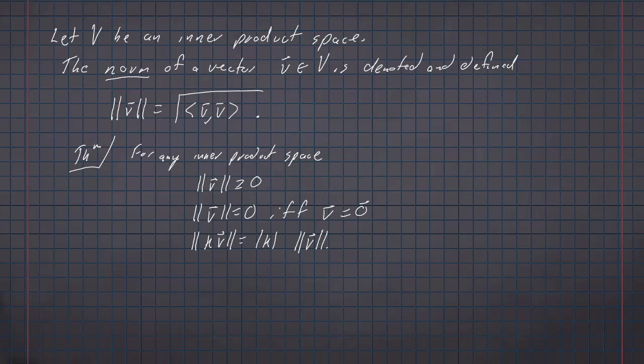The first two are fairly straightforward. The last one, also not that bad, but kind of interesting. So I encourage you to take a minute and verify for yourself that result. The norm of K times V is the absolute value of K times the norm of V. It's one to play around with.